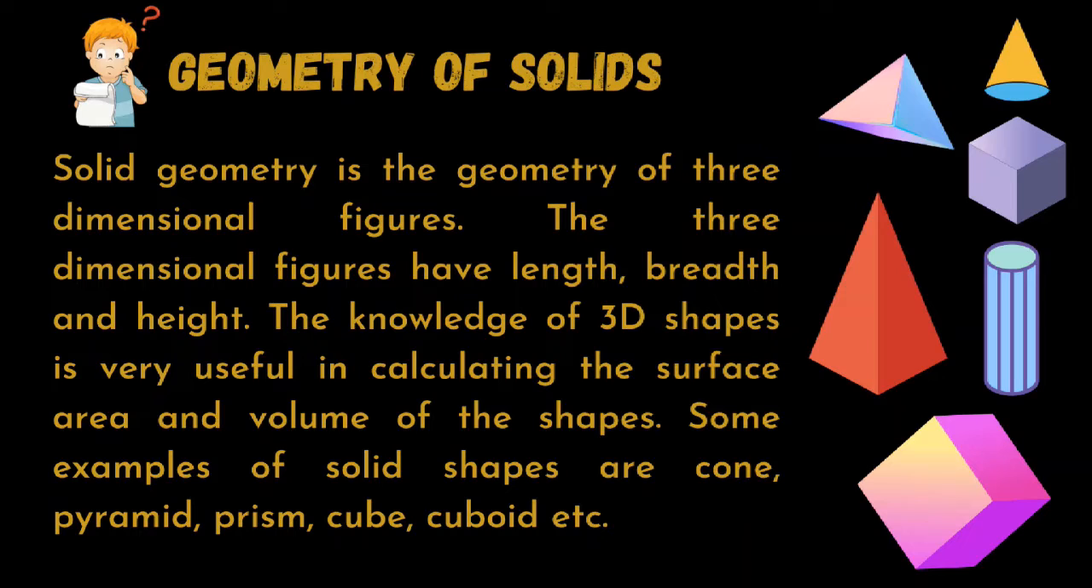Solid geometry is the geometry of three-dimensional figures. The three-dimensional figures have length, breadth and height. The knowledge of 3D shapes is very useful in calculating the surface area and volume of the shapes. Some examples of solid shapes are cone, pyramid, prism, cuboid, etc.